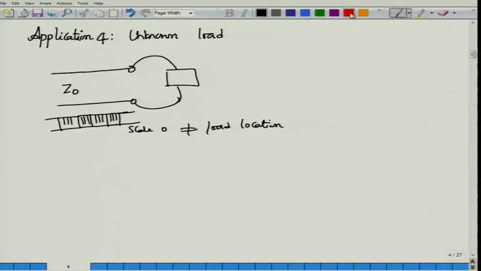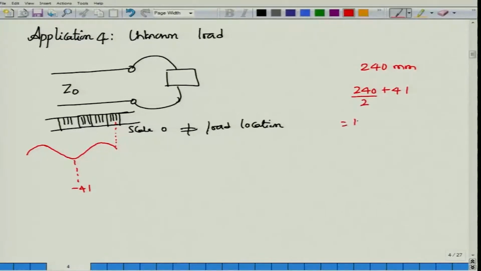On this unknown load that I have connected, what do I observe? Let us say I observe a voltage that looks like this. On this scale, let us say I look at the voltage this way. So, this is the voltage standing wave pattern that I have found. This is the minima. The minima occurred at minus 41. Let us also assume 240 mm is the wavelength.